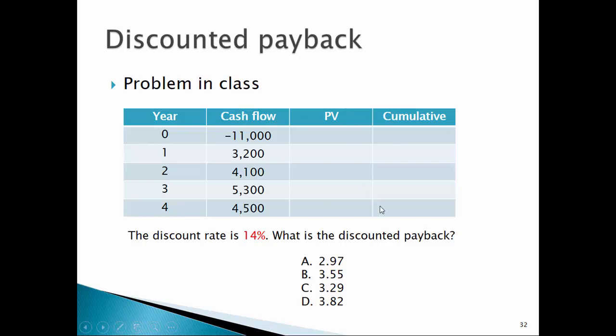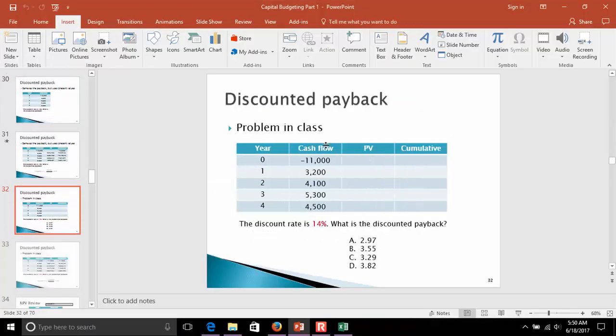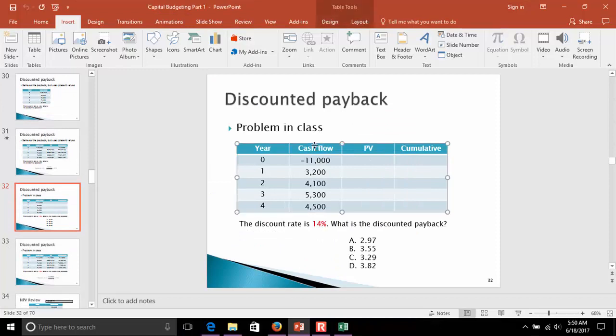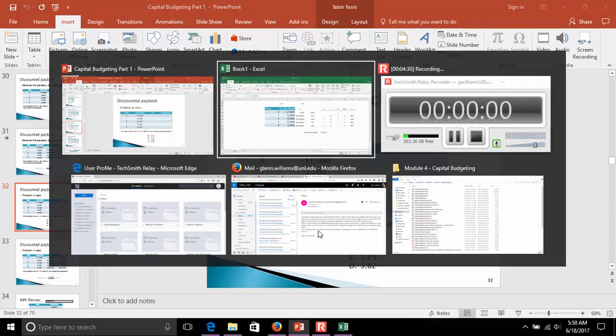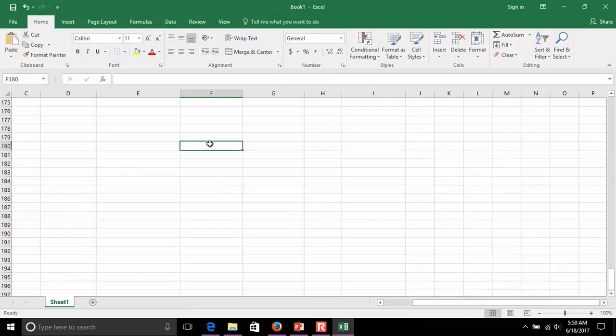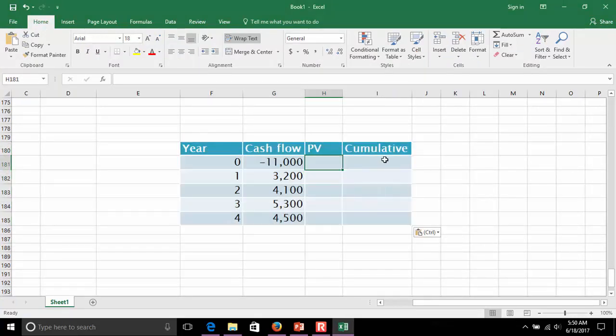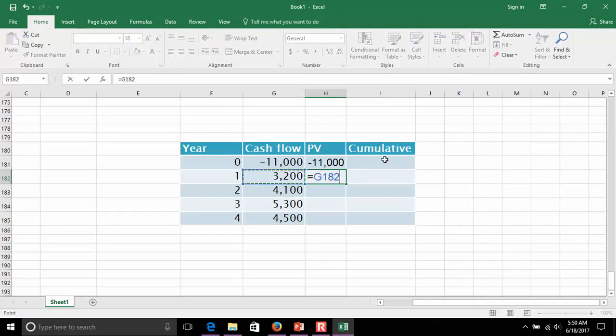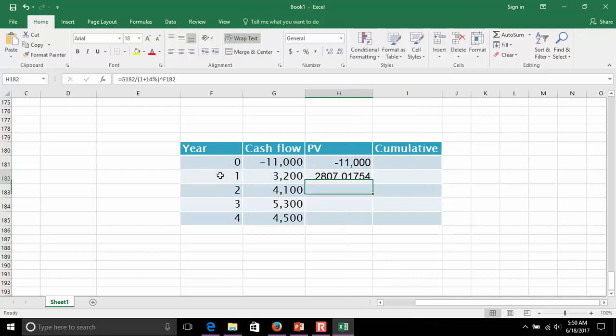Here's an example for you to do. Try to work through this one, and I'll give you the answer here. The discount rate in this case is 14%. Just copy these over here. Calculate their present values, discounting them at 14%. There are all their present values, and so is a cumulative total.